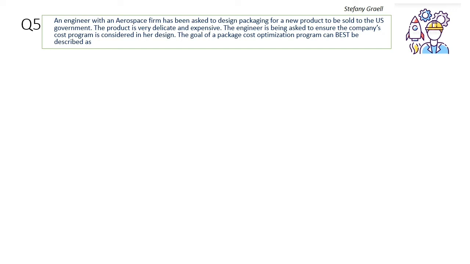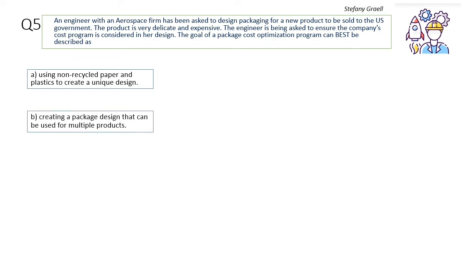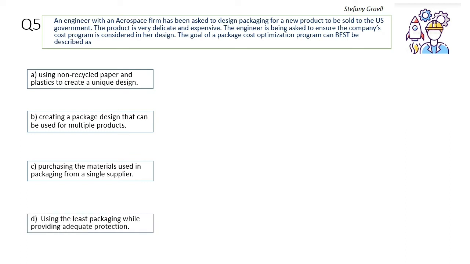The goal of a package cost optimization program can best be described as: option A, using non-recycled paper and plastic to create a unique design. Option B, creating a package design that can be used for multiple products. Option C, purchasing the material used in packaging from a single supplier. And last option, using the least packaging while providing adequate protection.